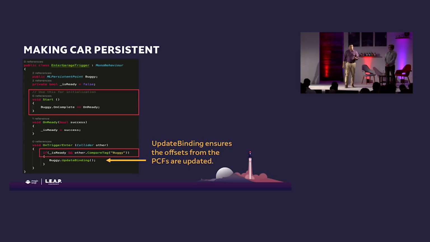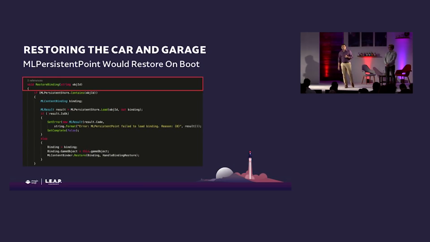When the device restarts and when you reboot the app, the MLPersistentPoint will try to restore your content automatically, and the RestoreBinding function is the one that does it. The source code for the MLPersistentPoint is available in the Unity package, so I strongly recommend looking at it to see how it works.